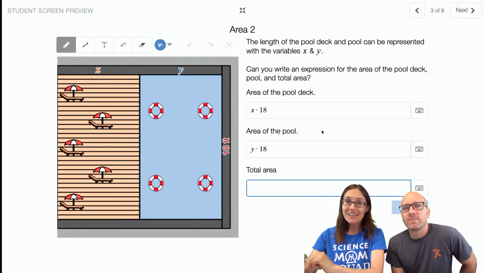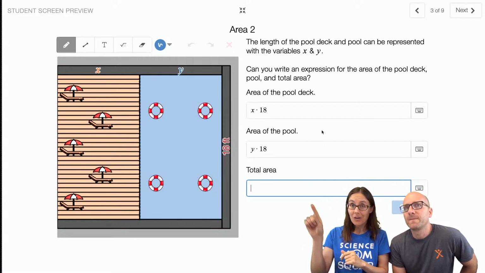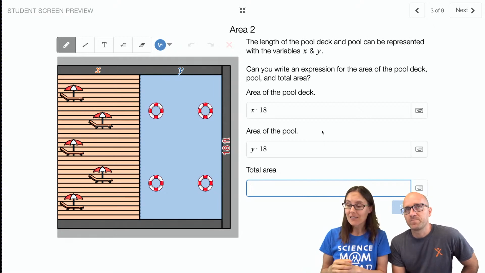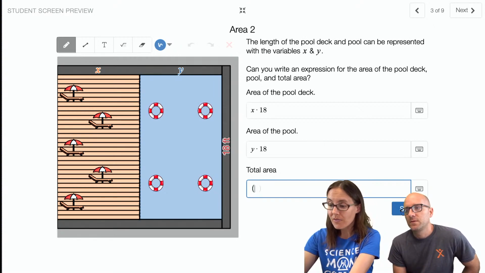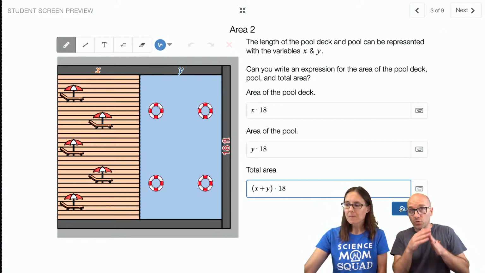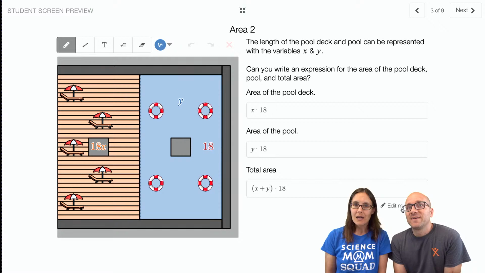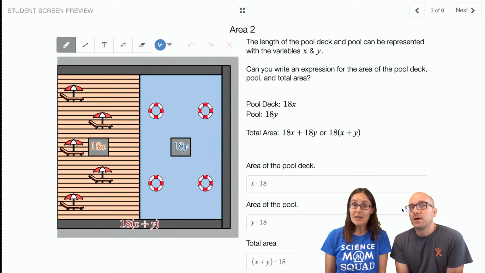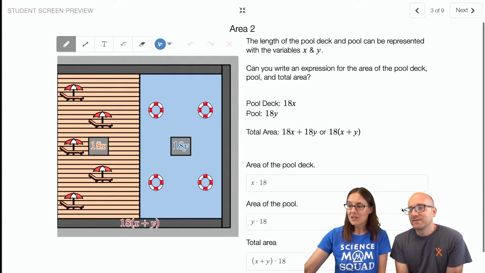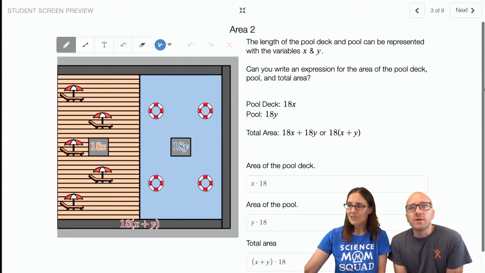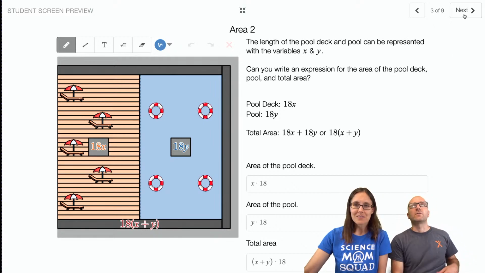Now for the total area, I'm going to need to add what I have up there on that length. So I'm going to say parentheses x plus y times 18. Good, so the total width was x plus y, and the height was the 18. Oh, and look, it's doing a nice little 18x, 18y, almost in slow motion, the suspense. And does it tell me I did it right? I guess you didn't get a confirmation, but that's okay.